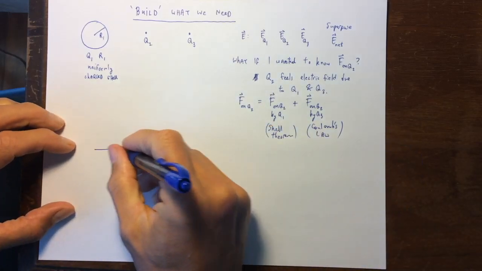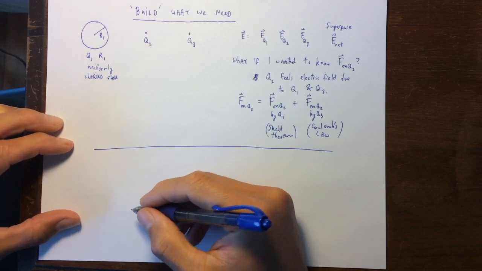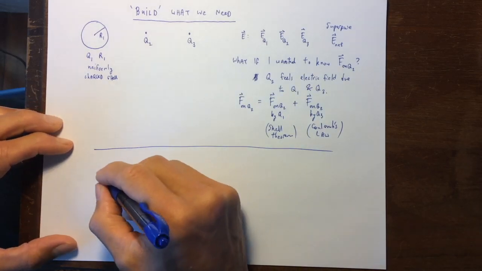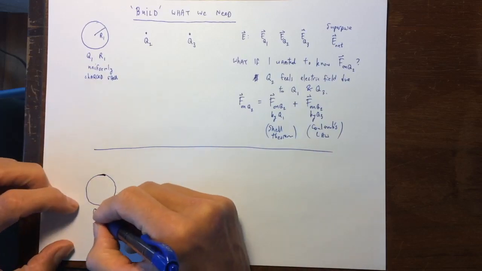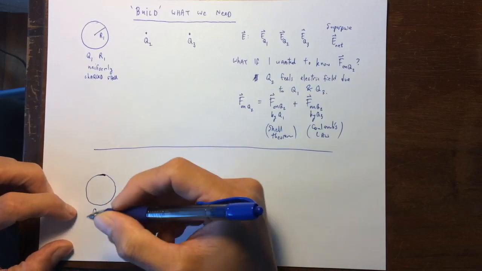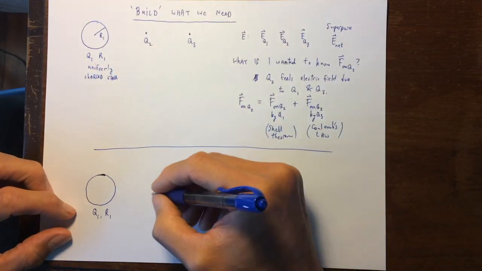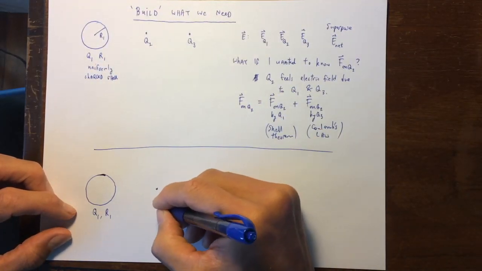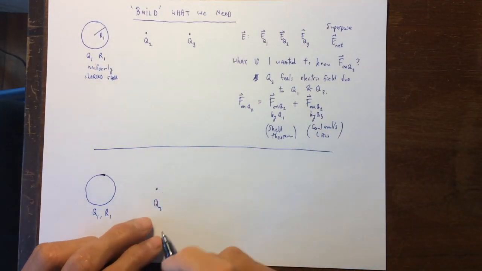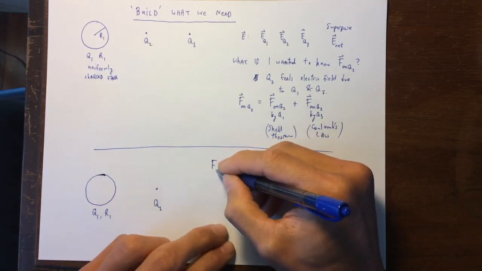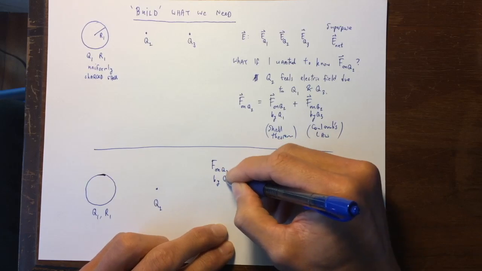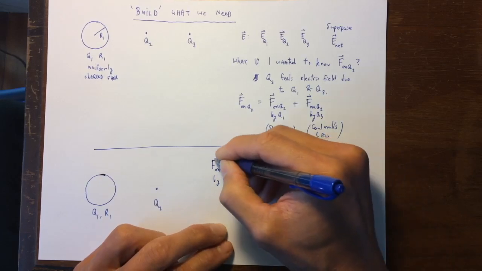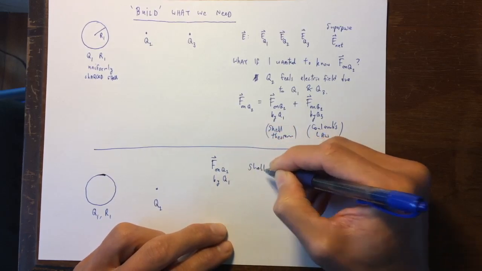How about this? Here's a new problem. Here is Q1 with radius R1, so it's the same thing, and here is Q2. And we know that the force on Q2 by Q1, the way you get this is with the Shell Theorem.